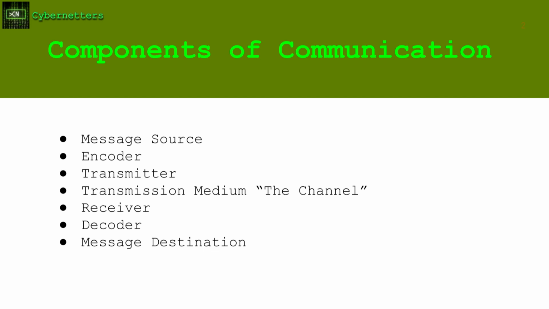So first we start off from the message source, which is where the data originates. For example, a user or your computer. And then it is passed on to the encoder or the transmitter, which prepares the data for transmission by converting it into a suitable format. And then it's passed on to the transmission medium, which is the physical or wireless channel which the data travels. And then after that, it is passed on to the receiver and decoder, which converts the received data back into a usable format. And then finally, it arrives at the message destination, which is the endpoint the data is supposed to go to.